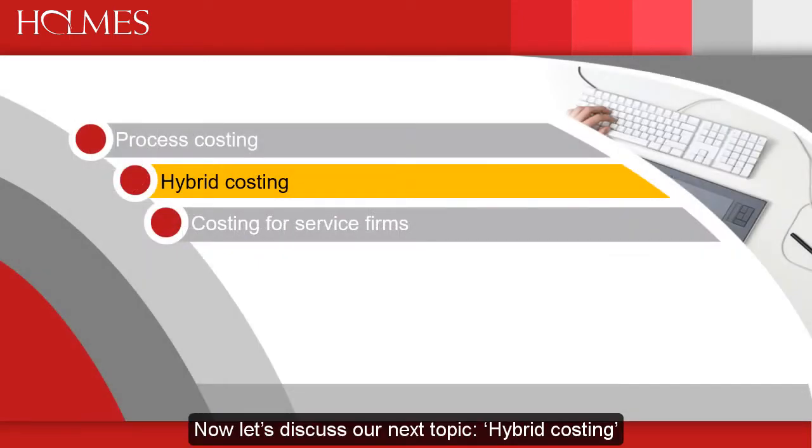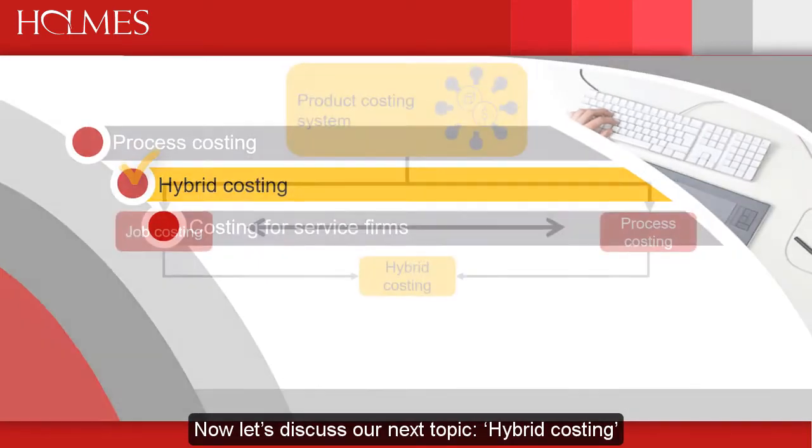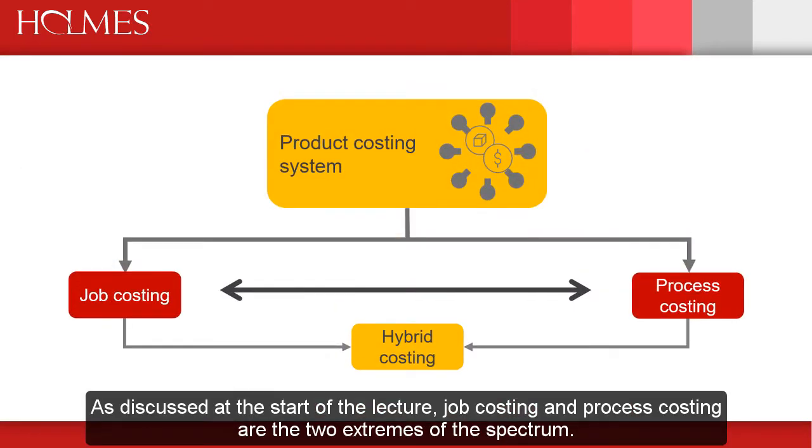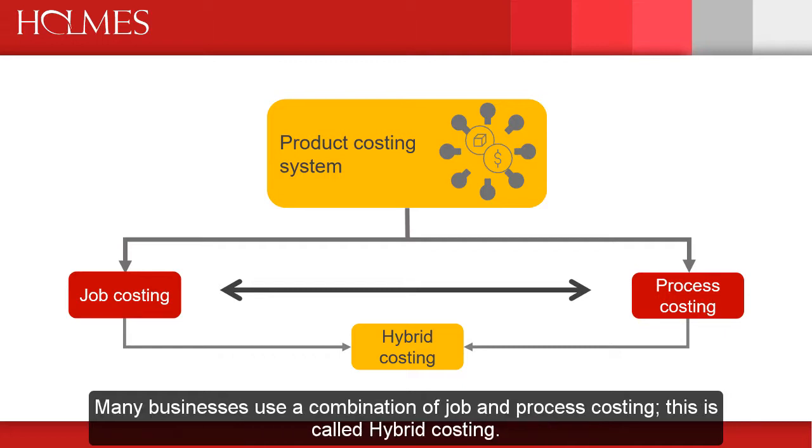Now let's discuss our next topic, hybrid costing. As discussed at the start of the lecture, job costing and process costing are the two extremes of the spectrum. Many businesses use a combination of job and process costing. This is called hybrid costing.